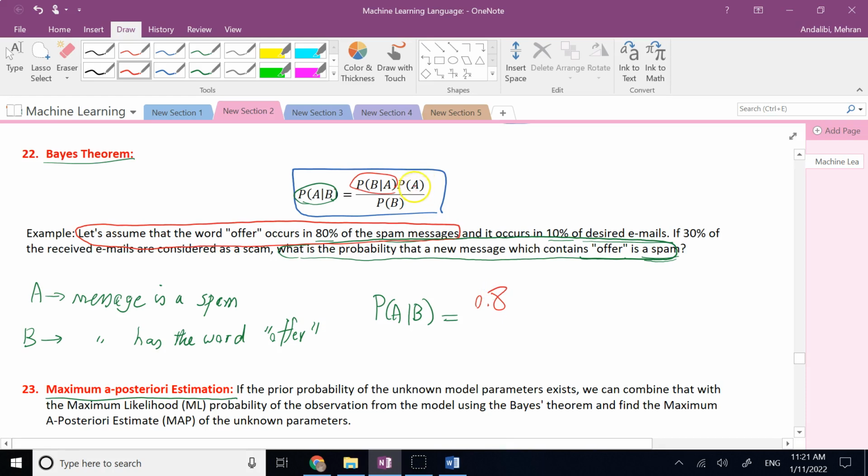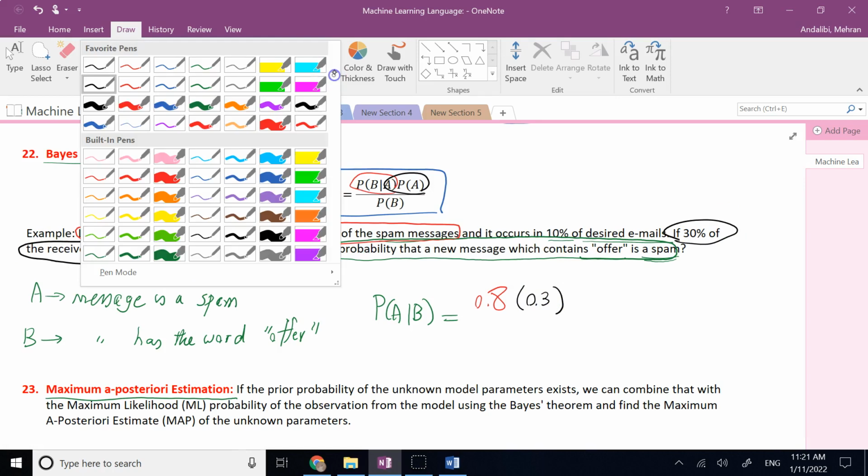What is P of A? It's the general chance of a message being spam. And you see it is what? It is here, it's this guy. We use a different color, maybe black. So P of A means the chance of something being spam. It says 30% of the messages are scam. So that's here, 0.3. And then finally what?